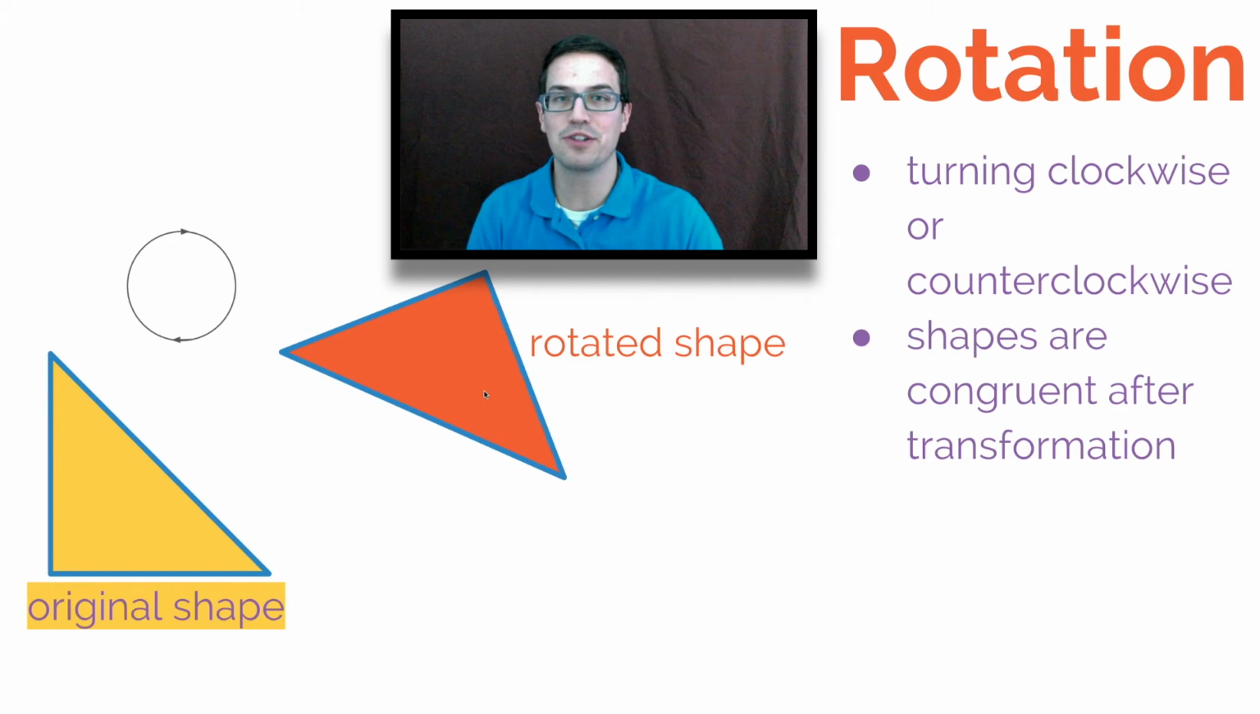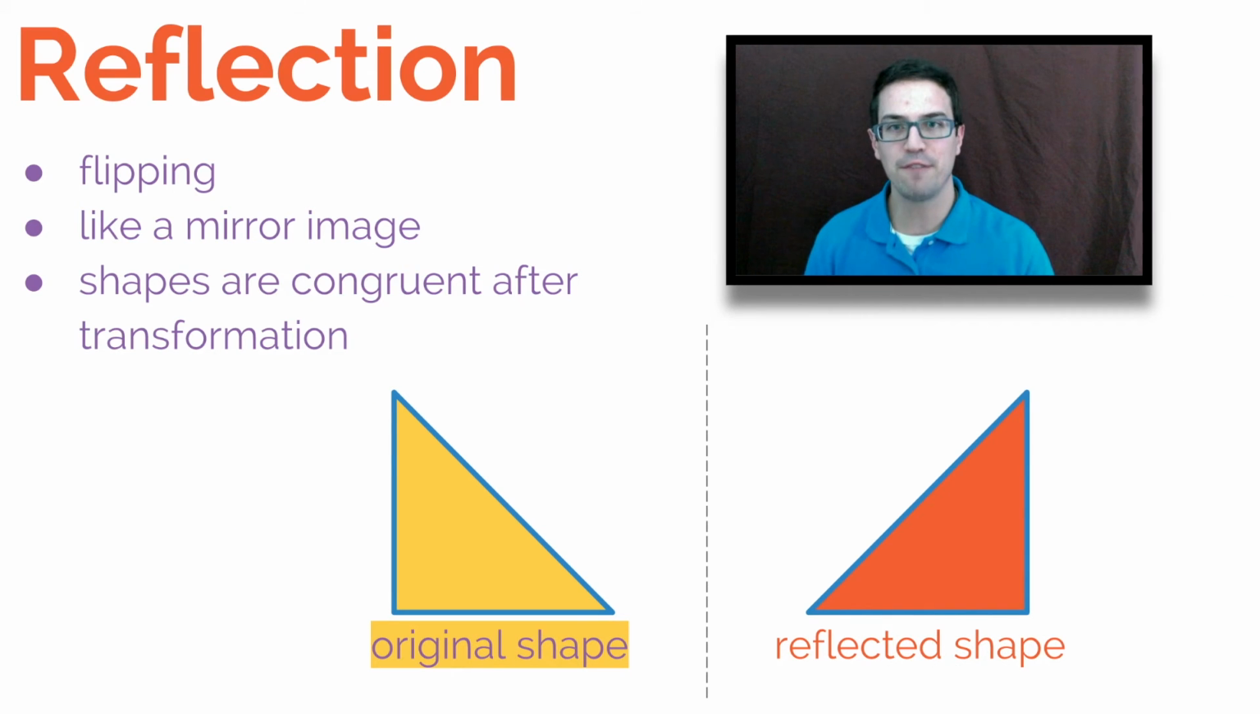Basically, rotation just means turning clockwise or counterclockwise. So we have this original shape right here, this yellow right here, and we're going to rotate this. In this case, it's going to be clockwise, and get this shape right here, which is the rotated shape in orange. It's important also to know that the shapes are congruent after the transformation, so they have the same size and same shape. Next, we're going to go over reflection, which basically is just flipping like a mirror image.